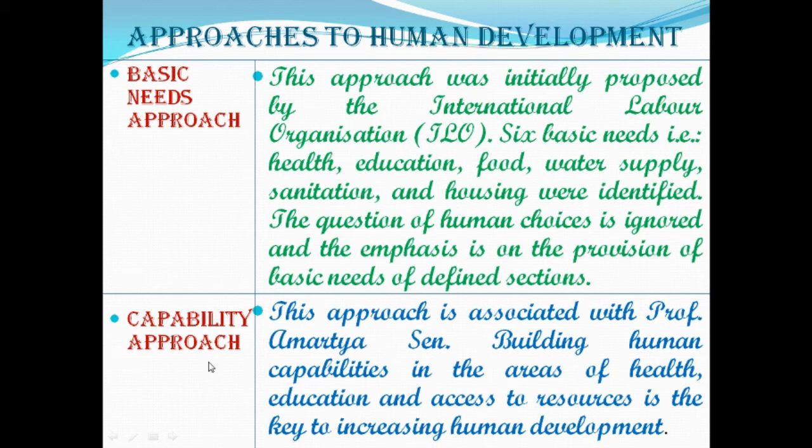Next is the capability approach. This approach is associated with Professor Amartya Sen. Building human capabilities in the areas of health, education, and access to resources is the key to increasing human development. Because if a person is healthy, educated, and all the resources have been provided to him, that means he or she will do his or her best to increase human development.